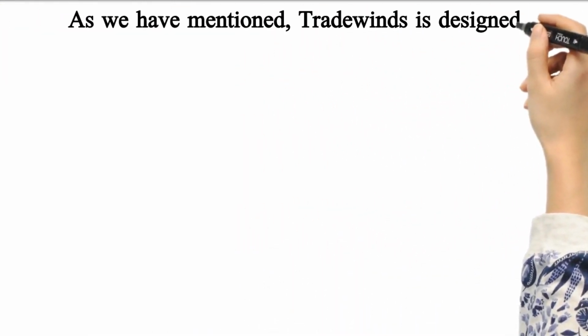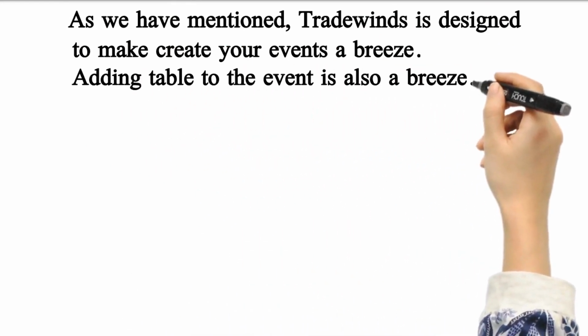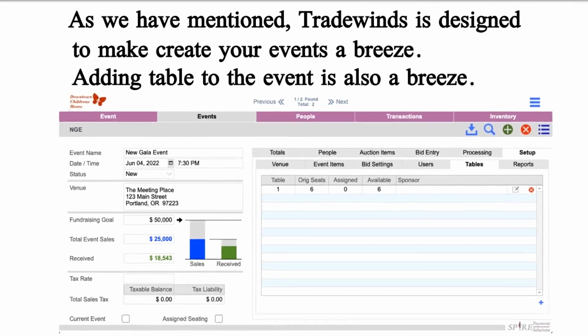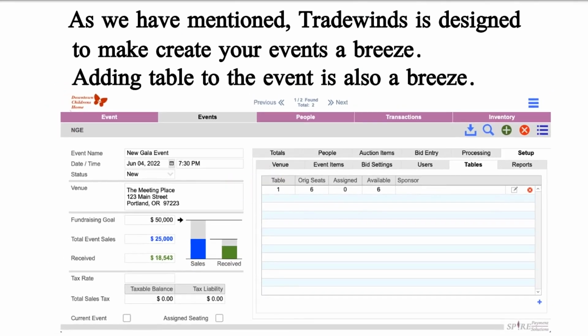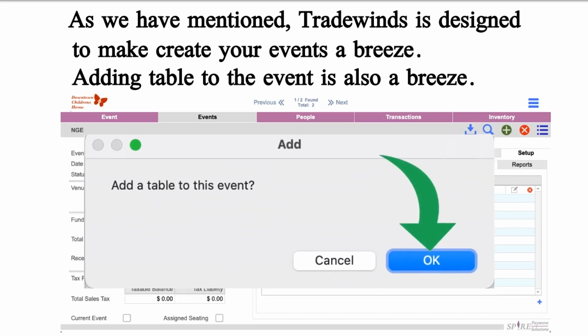As we have mentioned before, Tradewinds was designed to make putting your event together a breeze, and adding tables is part of that logic. Since we have created an original table with 6 seats, any additional tables we add will automatically have 6 seats assigned to it. If we would have started with 8 seats, all the additional tables would be built with 8 seats. Let's now add 2 more tables, and we will not change the original seat count, nor will we add a sponsor to the tables at this time.